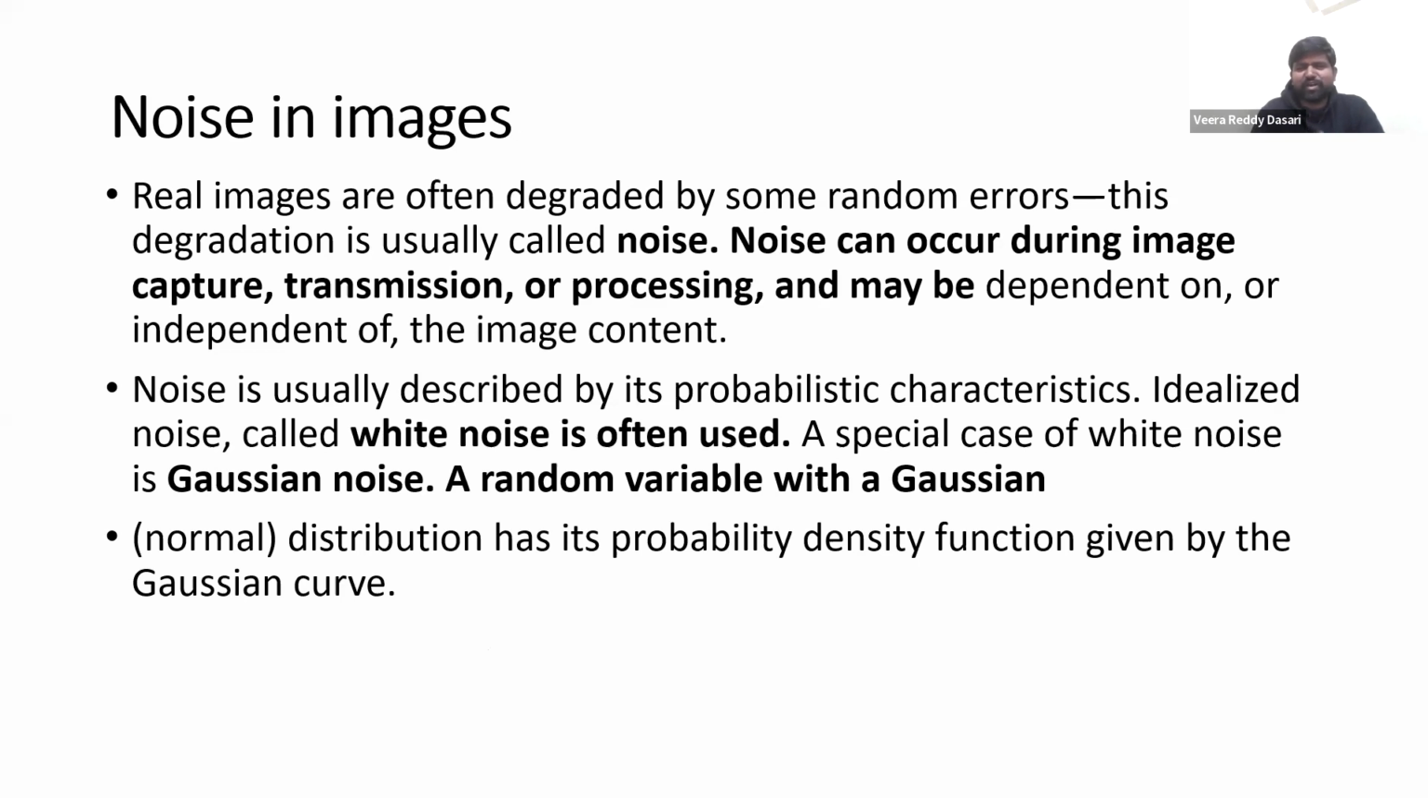I'm just talking about noise in the images, where when you capture an image, it is going to add some noise or random error. The image can be degraded because of the noise. This may be dependent or independent of the image content. The image may be different or the noise may be different. This noise is added to the images, so the image may not be as clear as you think or I think.